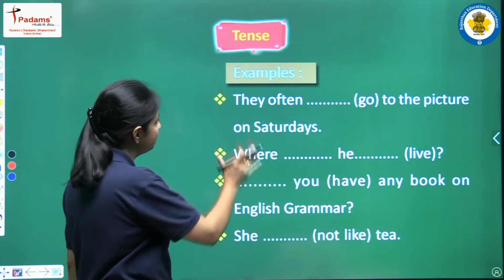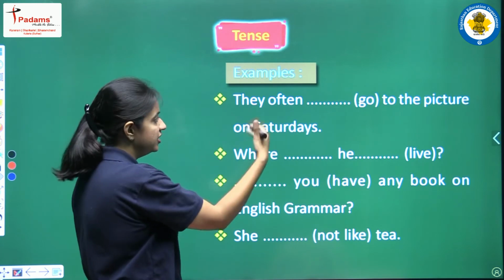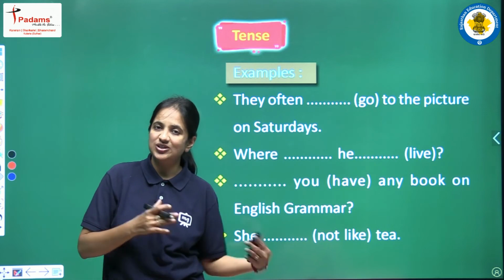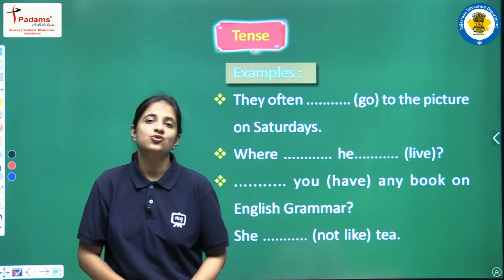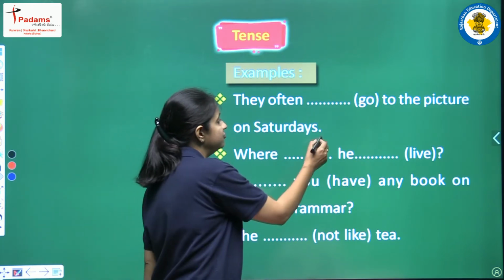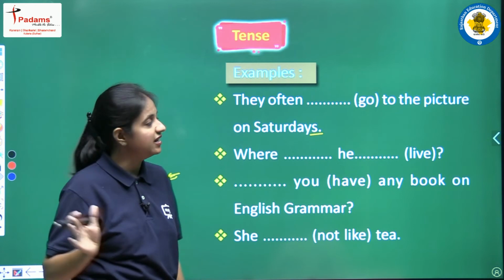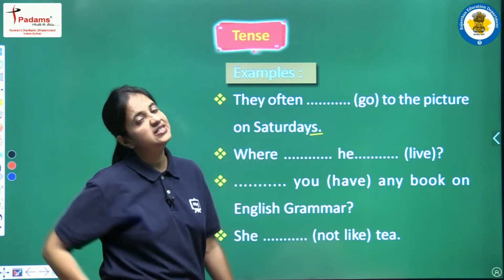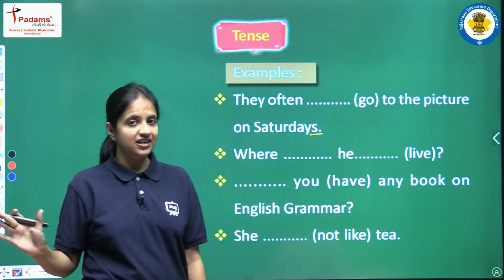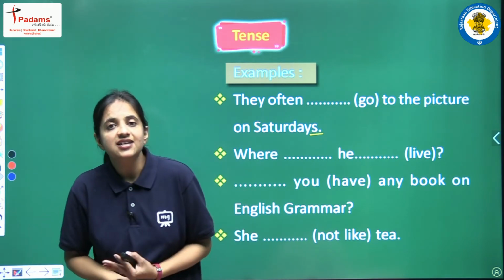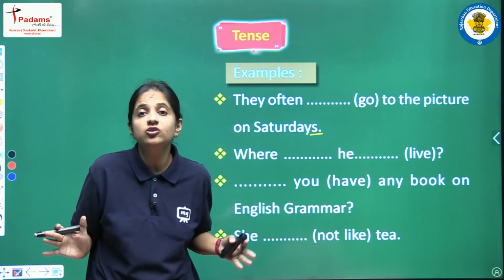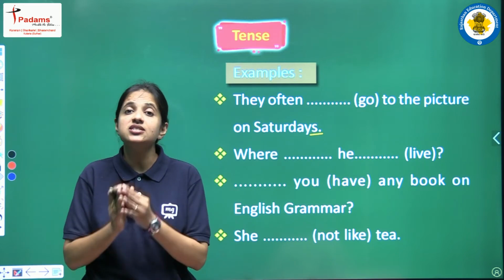Okay, so let's discuss. The first one is, they often go to the picture on Saturdays. Okay, so the thing that I have told you earlier also, first of all you have to try to figure out what kind of sentence that is. Okay, so we are having a full stop, it means this is not an interrogative sentence, and we cannot say not, it means it is not a negative sentence also, it means it is a positive sentence. This is the first thing that is clear, right? So इसके साथ एक चीज और clear हो जाती है that because this is a positive sentence, we won't use do or does. Okay, हम do or does का use नहीं करेंगे.